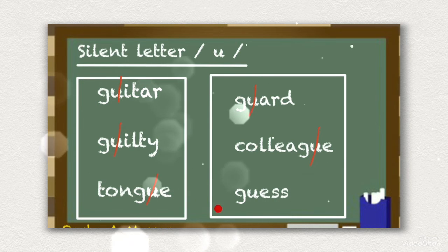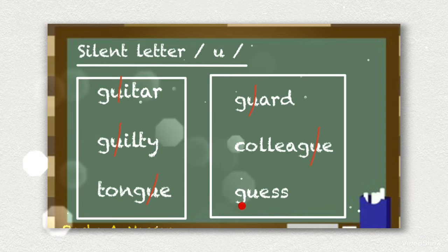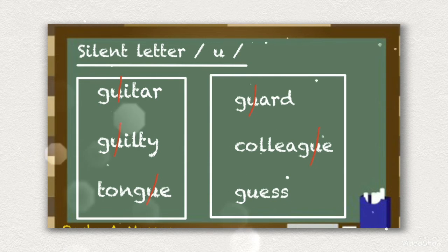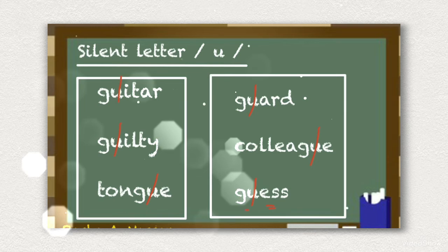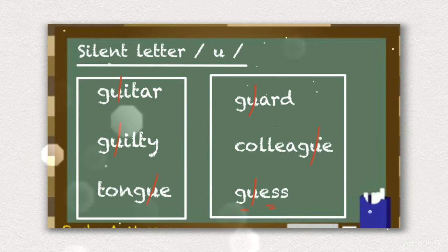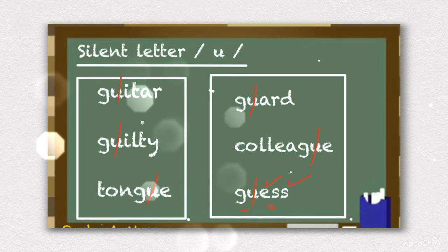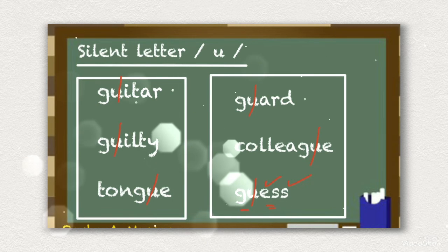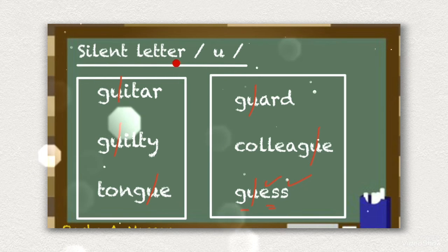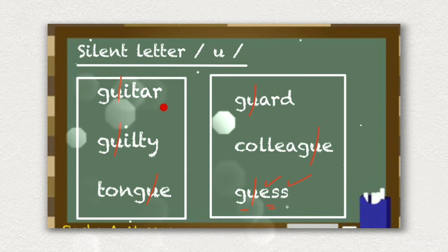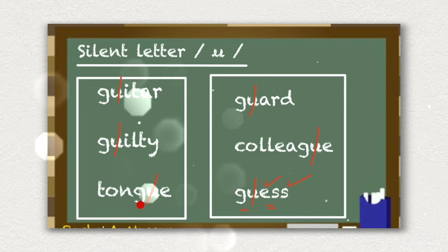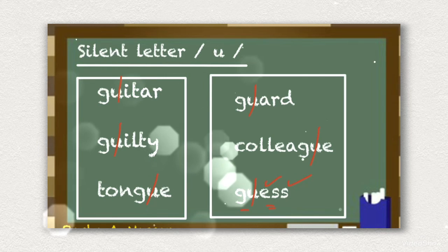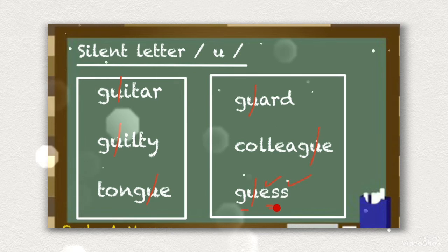And the last word is guess. So here I will not pronounce letter U and I will read letter E and S. So after letter G, I will pronounce letter E and letter S, and I will not pronounce letter U. So all these common words, we will read them with silent letter U. Guitar, guilty, tongue, guard, colleague, guess.